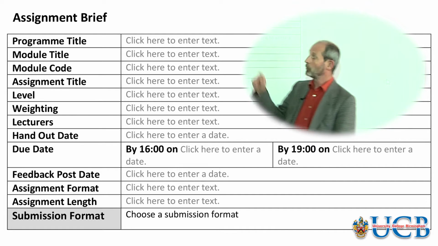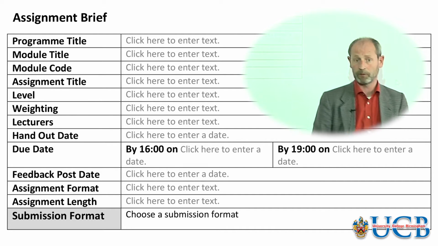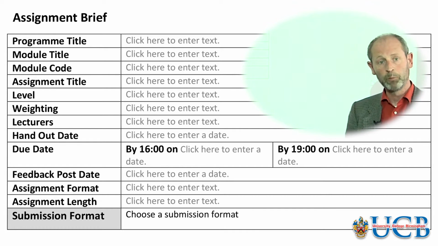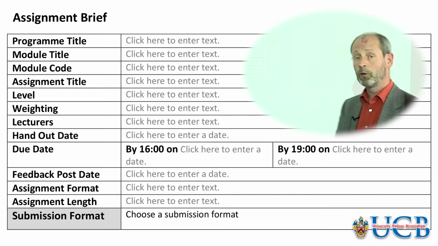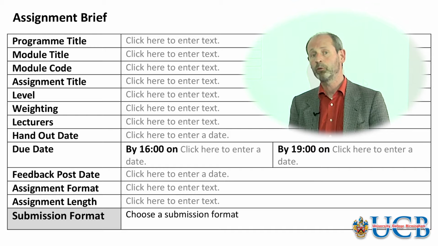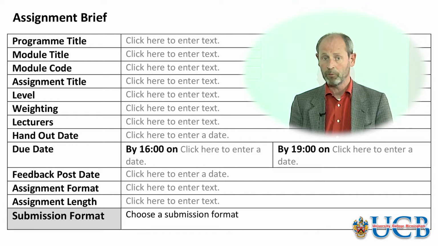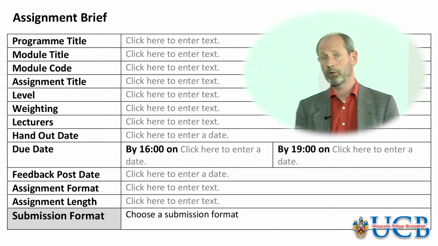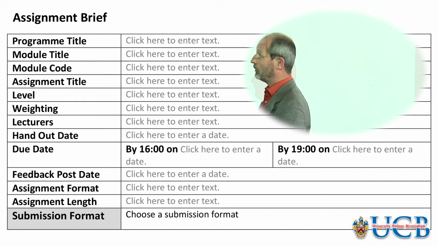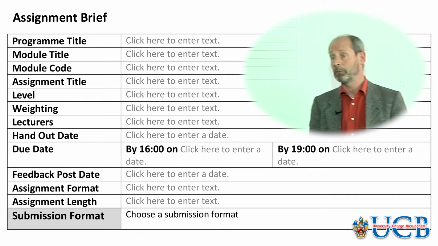It will identify what program that assignment is for. It will indicate which module that relates to, the module code that relates to. Now the module code you will also be able to see on your timetable, and that will typically be shown as a 3-digit or a 4-digit number. The assignment title, so what the assignment is actually about.